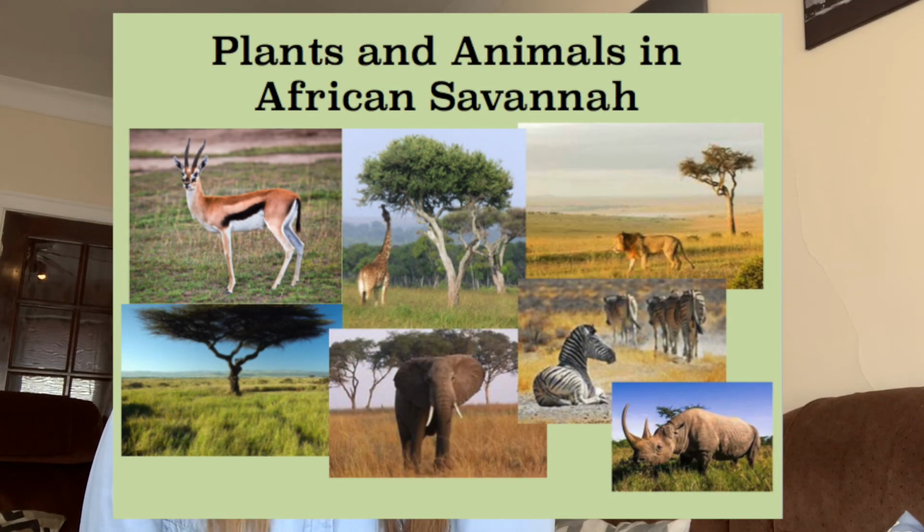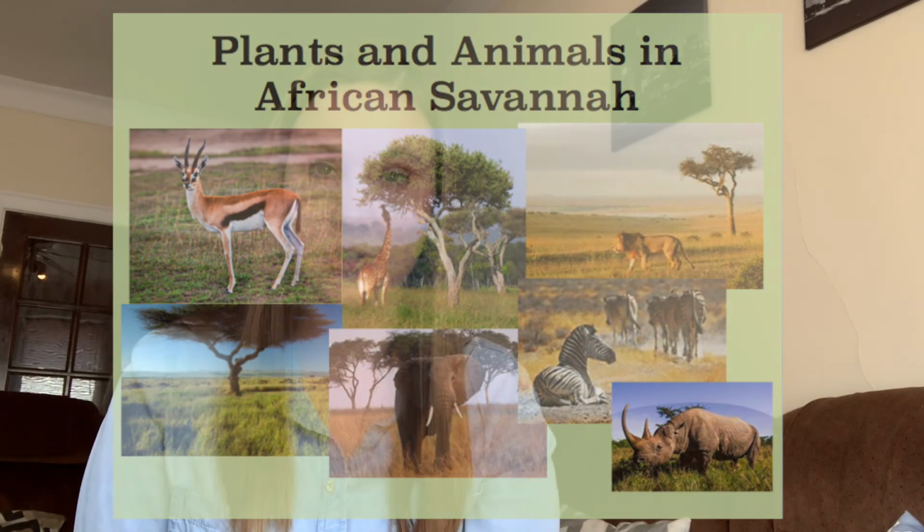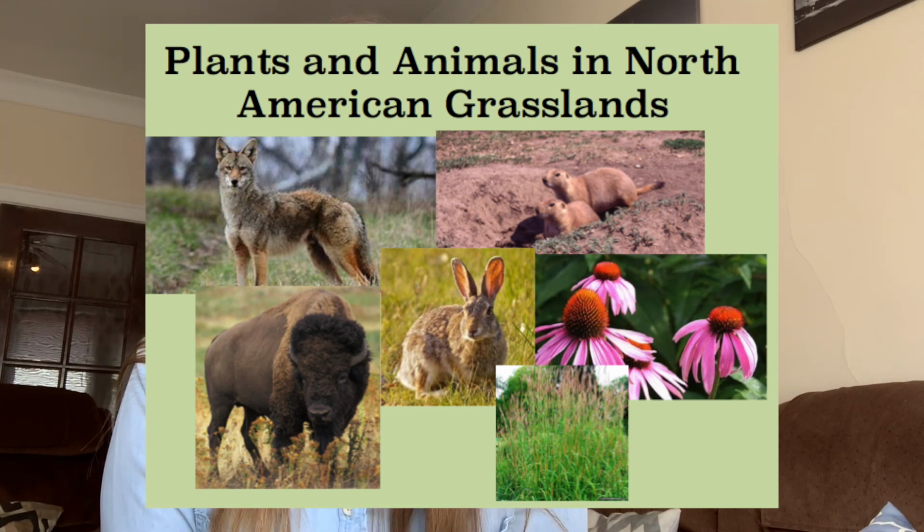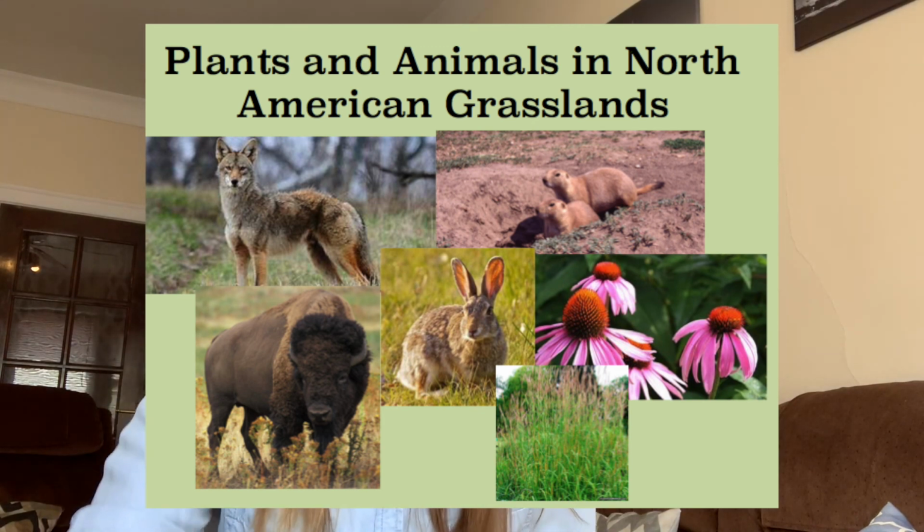Here are some plants and animals that you would find in the African savanna. So we have gazelles, giraffe, lion, zebra, rhinoceros, elephant, and this tree is called a marula tree. Here are some plants and animals in the North American grasslands. There are coyotes, prairie dogs, bison, different types of rabbits, coneflowers, and blue stem grass.